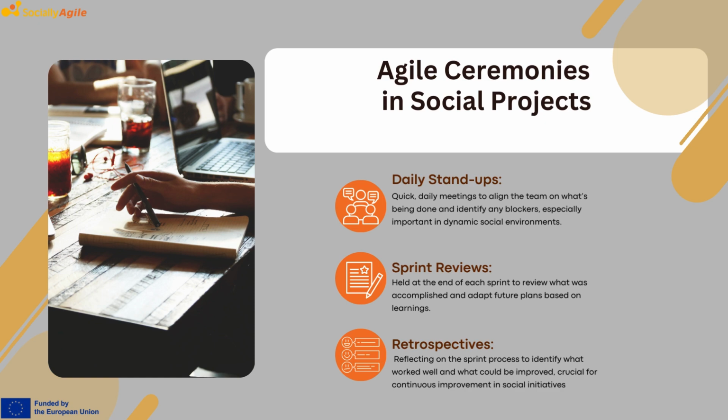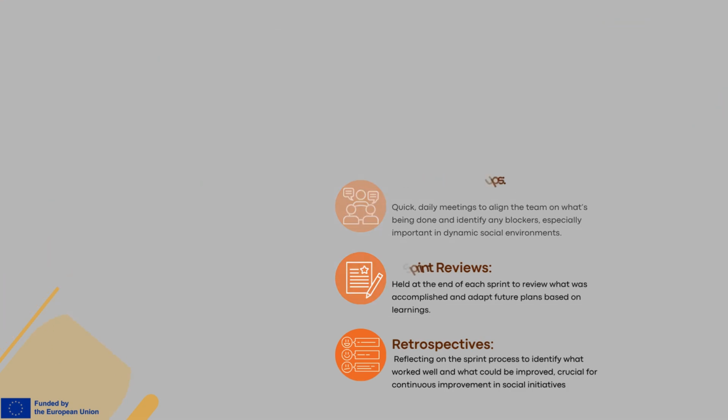Sprint reviews, held at the end of each sprint, are used to review the work accomplished and adapt future plans based on what was learned. Retrospectives are sessions where the team reflects on the sprint process, identifying what worked well and what could be improved. These ceremonies are crucial for ensuring continuous improvement and adaptability in social initiatives.